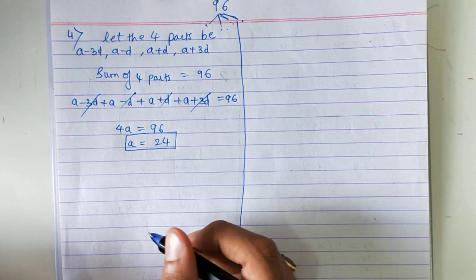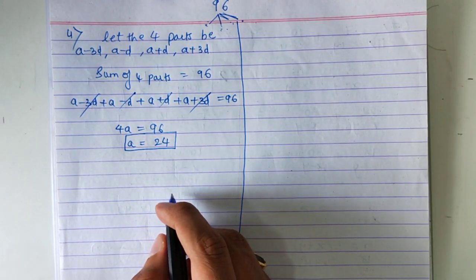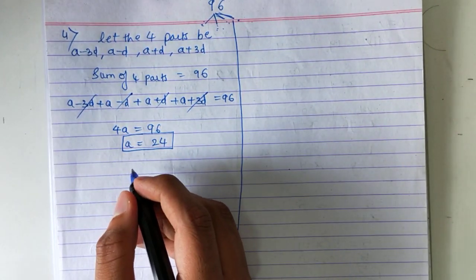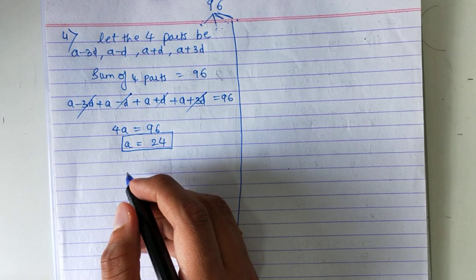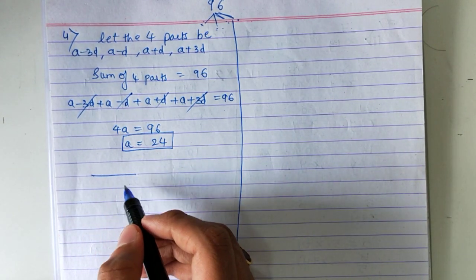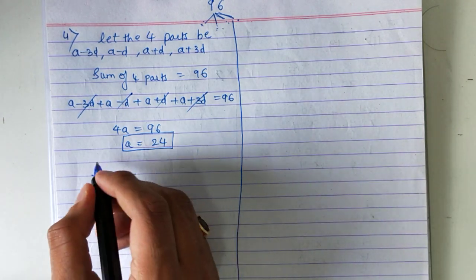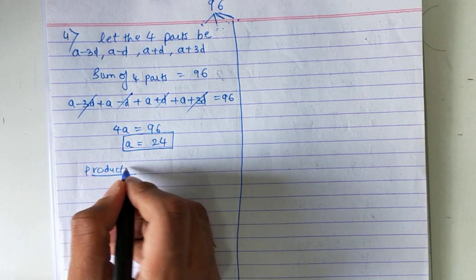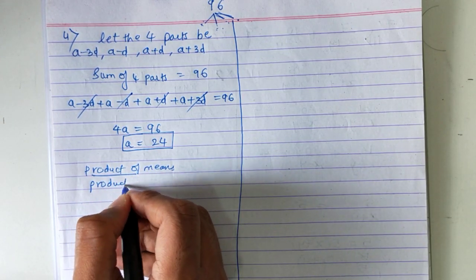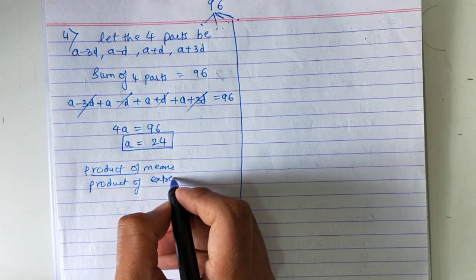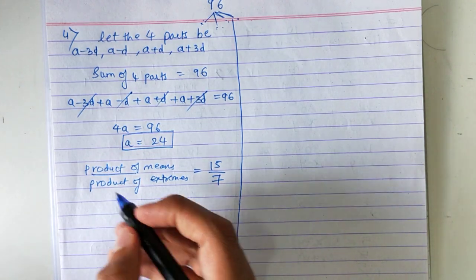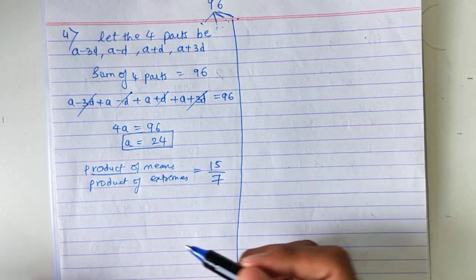Now once I get A is 24, I'll read the second information. Second information says that the ratio between, ratio means division, okay, ratio between the product of means to the product of extremes. They are saying the ratio of product of means to the product of extremes is 15/7.